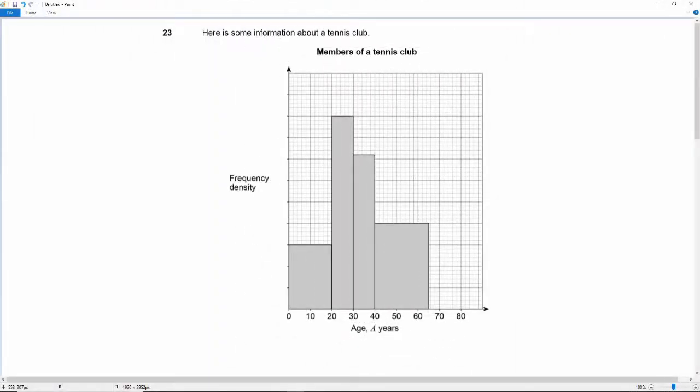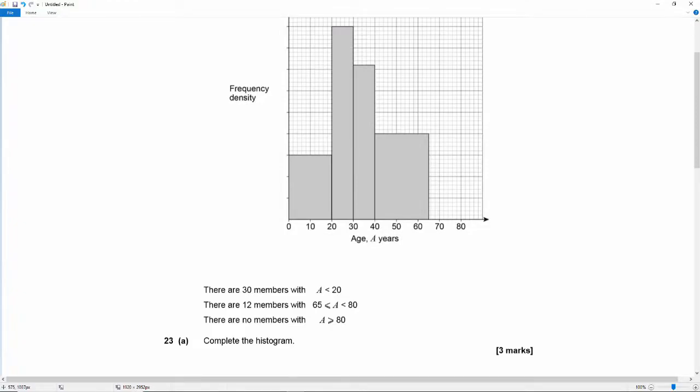And we pick it up in question 23, which reads, here is some information about a tennis club. Members of a tennis club. We've got the frequency density, which is not labelled. The age, A, years. It is labelled. There are 30 members with A less than 20. There are 12 members between 65 and 80. There are no members with age greater than or equal to 80. Complete the histogram.